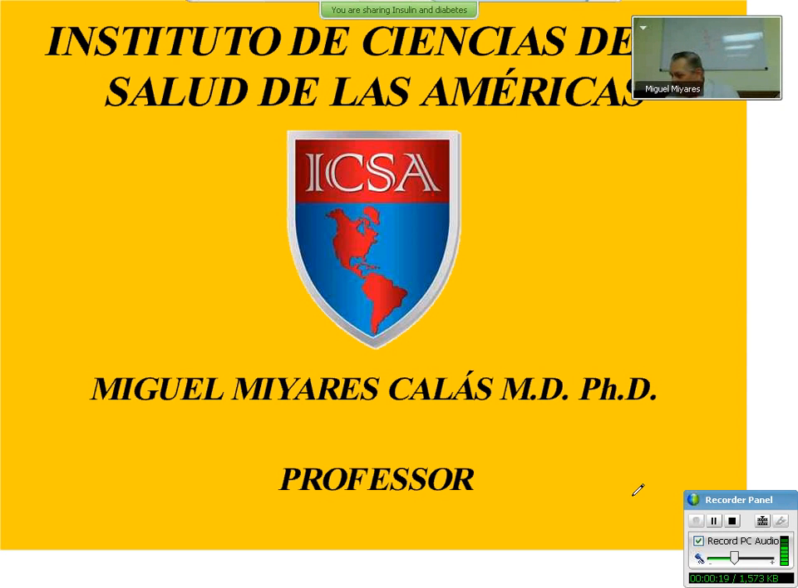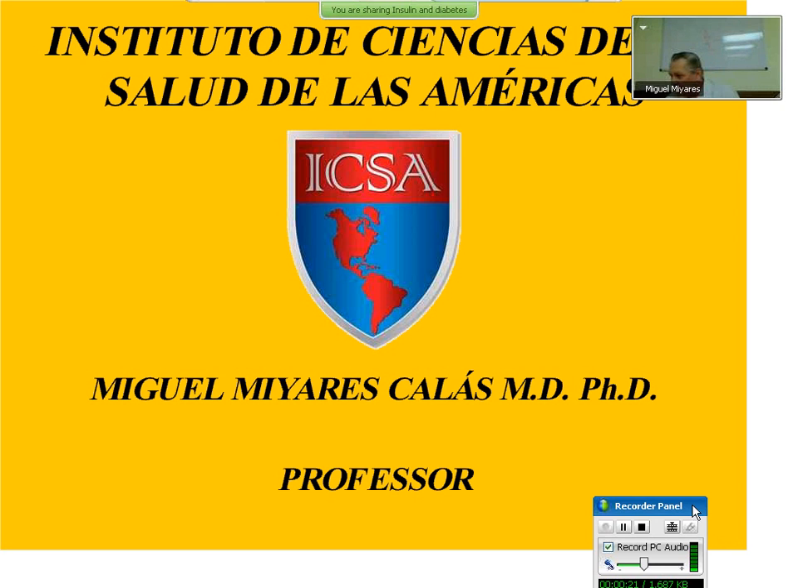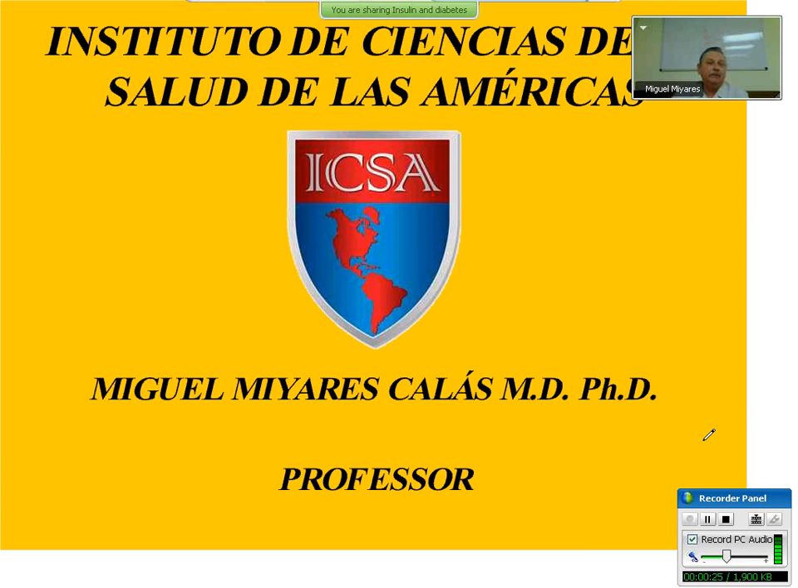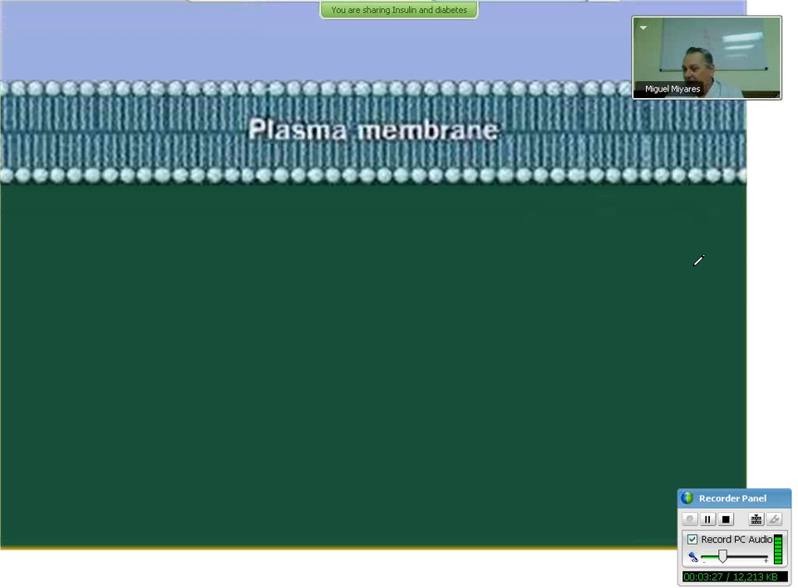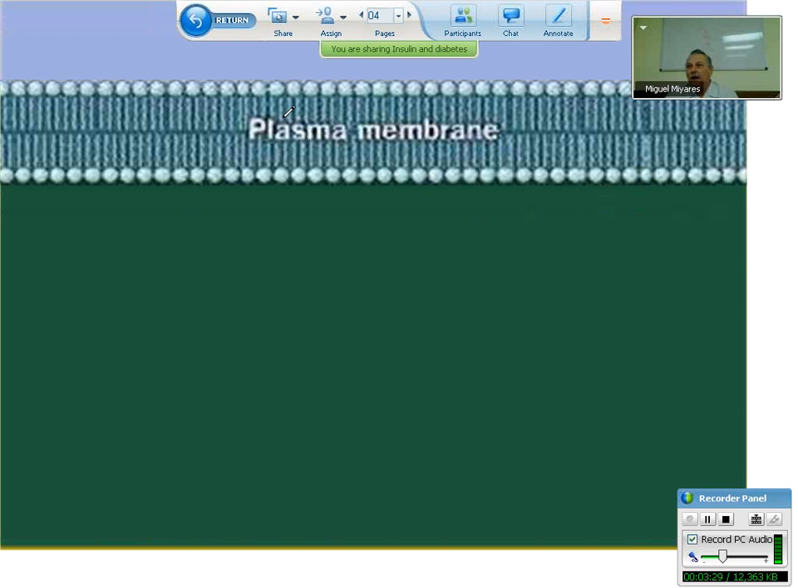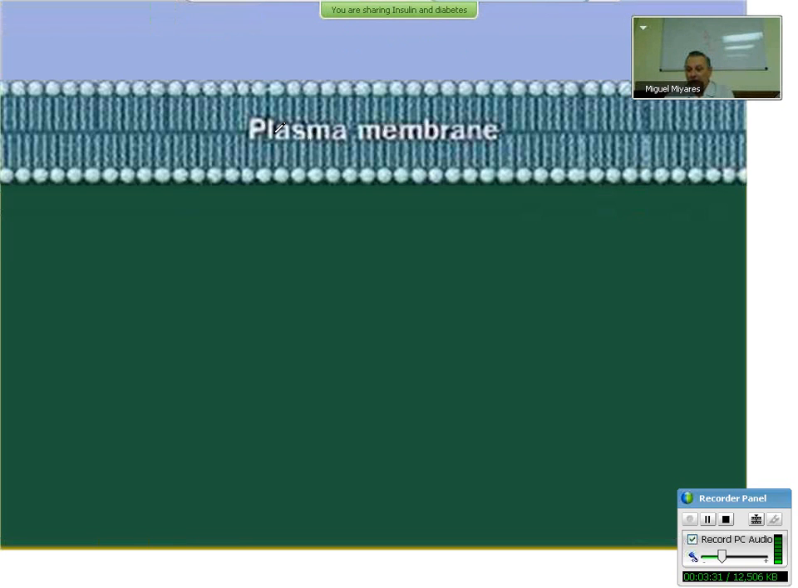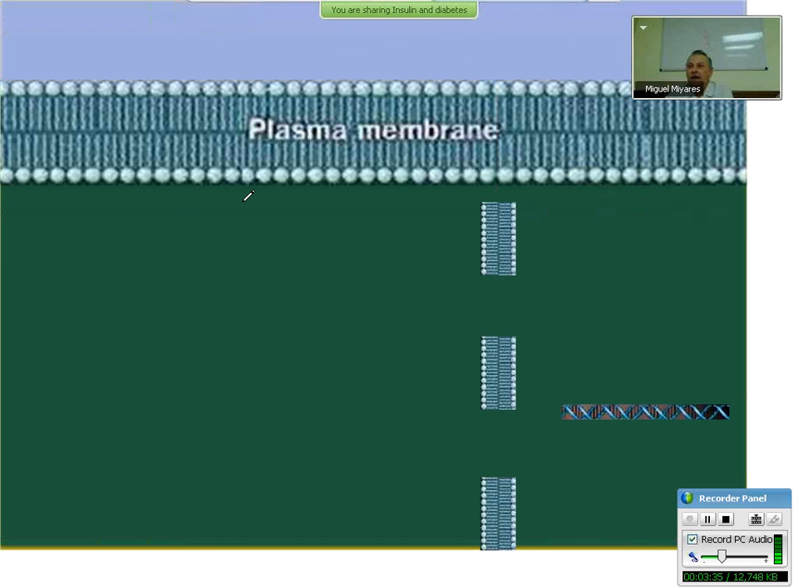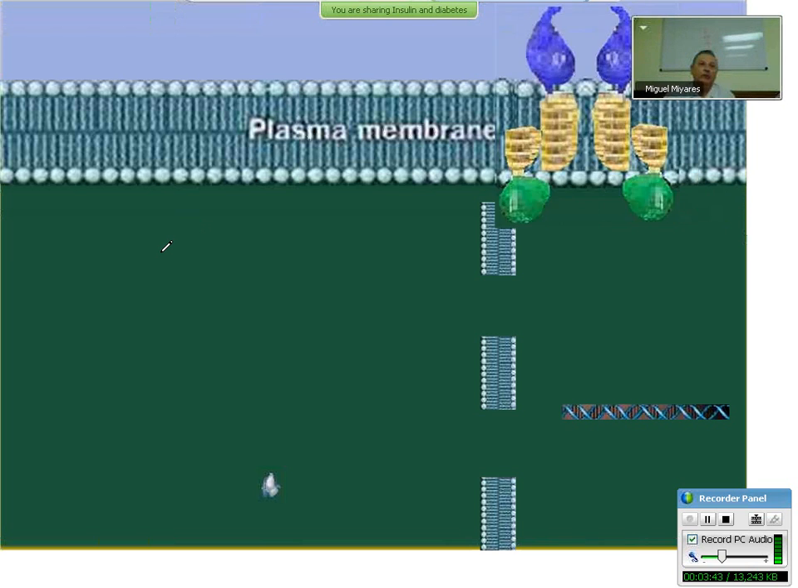Today we are going to start with the insulin, and we have to recall several things. Because here we have the possibility to see the receptor of insulin. Here we have the nucleus, DNA, the plasma membrane, and the insulin receptor.